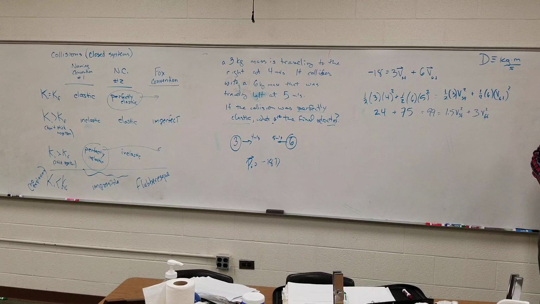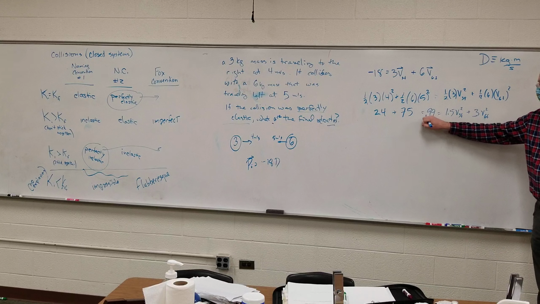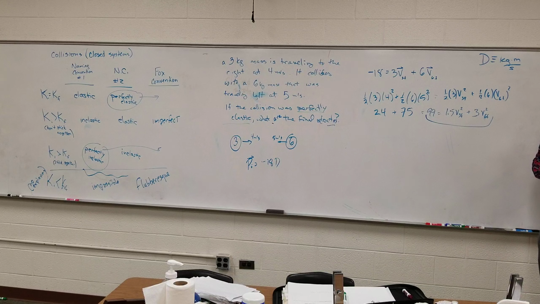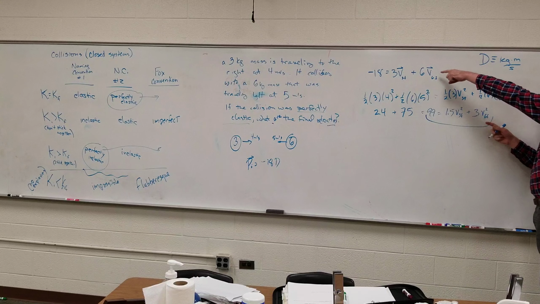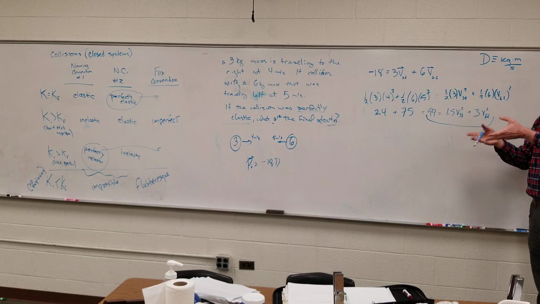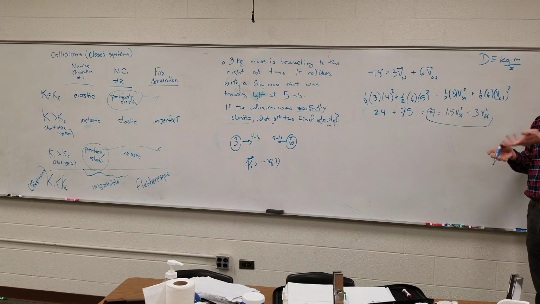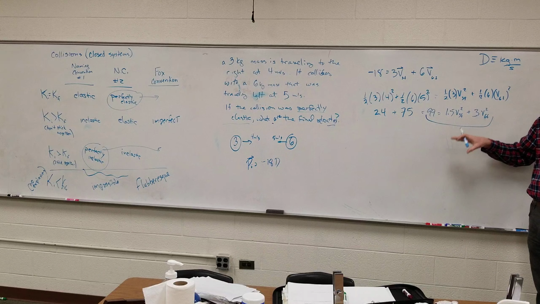I thought you were saying this 99 equals 1.5 b squared, that whole thing, was what we were going to put into the quadratic formula. No. This technique, when we combine these two, will end up with a quadratic equation for which we will probably need to use the quadratic formula. We're not there yet.